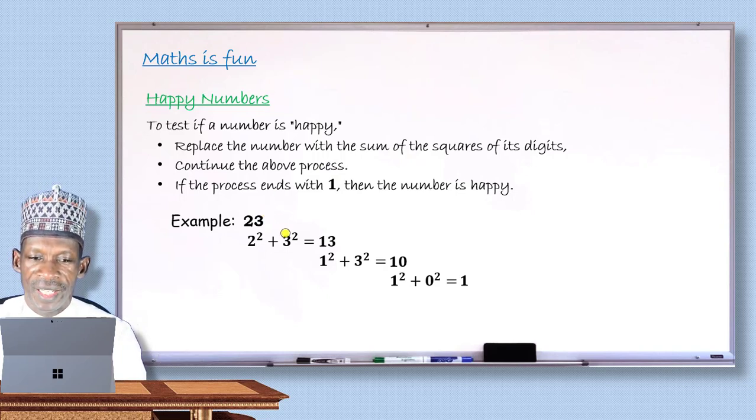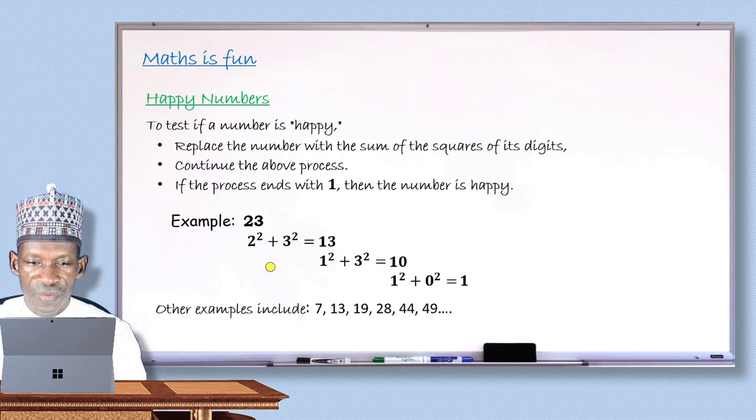Let me give you other happy numbers for you to test and confirm. Other happy numbers include 7, 13, 19, 28, 44, and 49. And there are many other happy numbers. I just give you some. You can test and see whether they will end at 1.